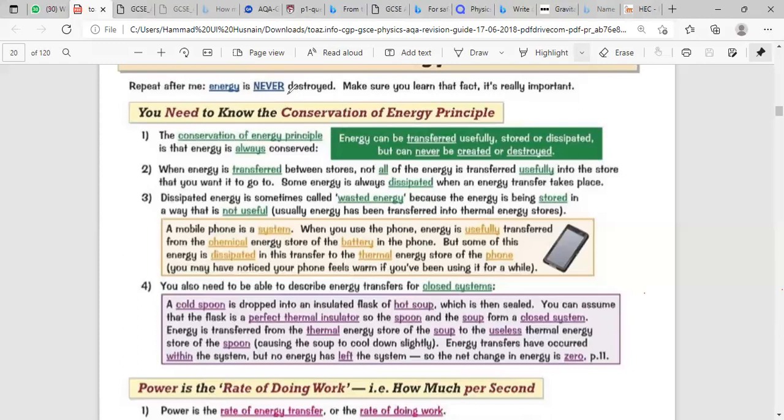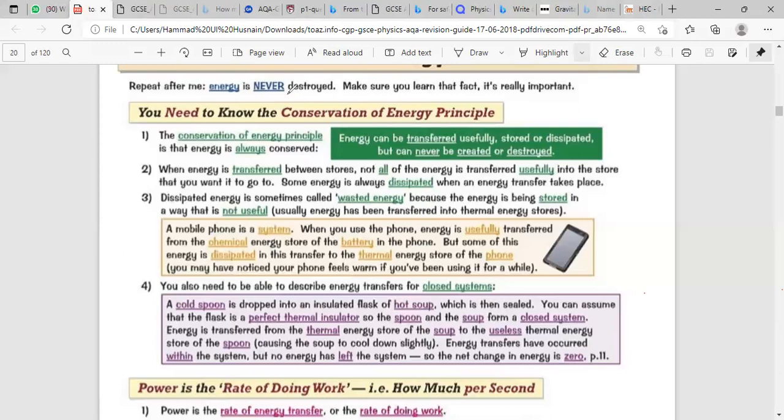This dissipated energy is sometimes also called wasted energy, because this energy is not useful for us. The heat from the bulb is not useful for us, although light is useful for us. So we say that this energy is wasted. This is wasted energy, because the energy is being stored in a way that is not useful, that we don't wish it to be. Let us see an example given over here.